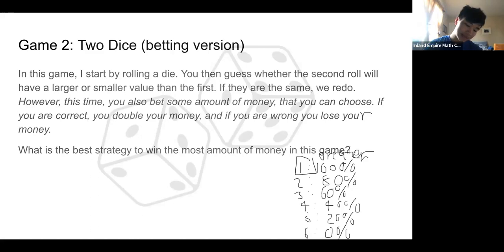And it's the same thing if it's 6. Since if you guess that it is going to be less than, there's a 100% chance you're going to get that money. You're going to double your money. So you should also bet 100% of your money if it's 6. But if it's something like 2, then it's very likely. It's an 80% chance. I mean, even with the COVID test, 80% sounds pretty good for a COVID test, like how likely it's going to be correct.